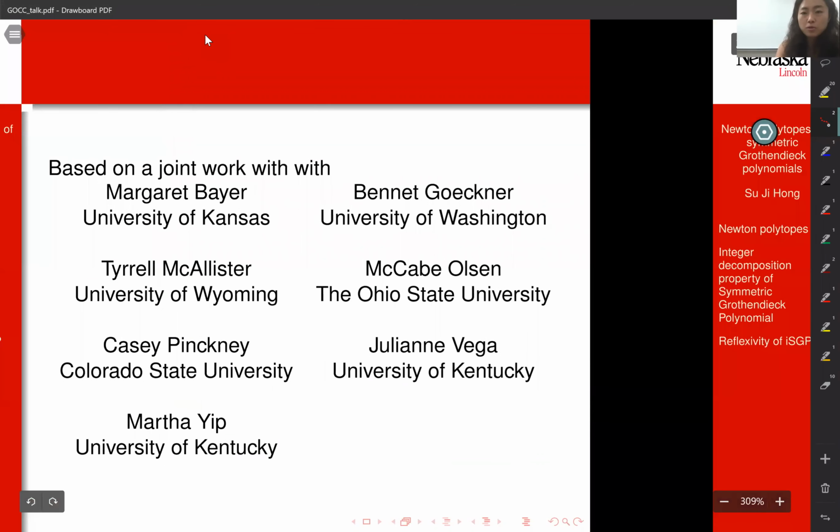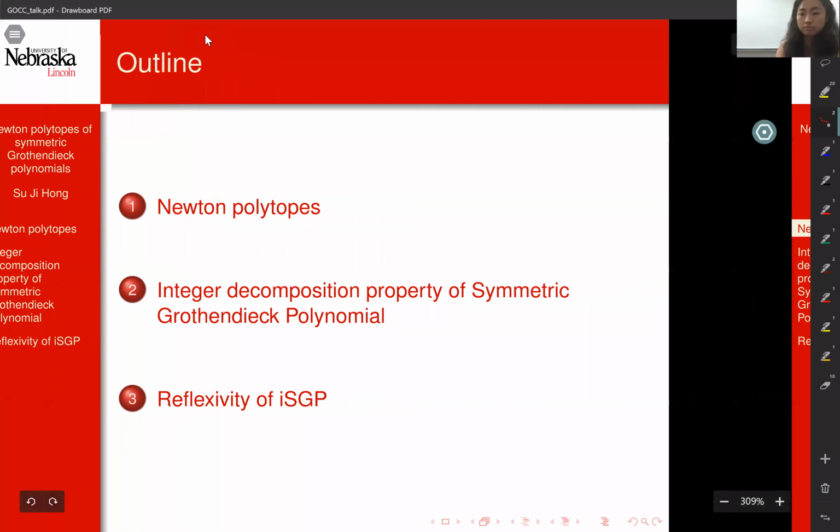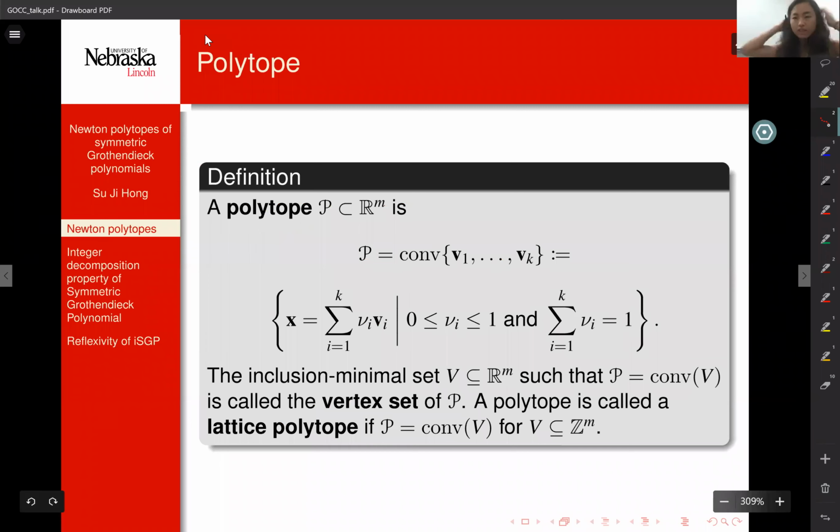So to go over, in here I will just introduce the Newton polytope, the integer decomposition property, and reflexivity. A polytope you can think of as a higher dimensional polygon. It's going to be a convex hull of a bunch of points. What I mean by convex hull is that it's the sum of those points such that the coefficients add up to 1. The inclusion minimal set is going to be called the vertex set. So you can really just think of it as the vertices of a polygon.